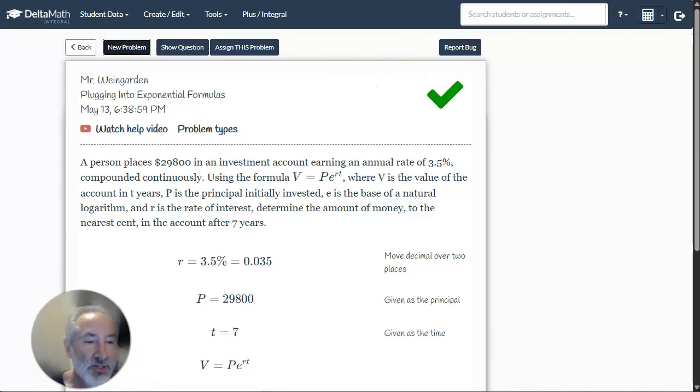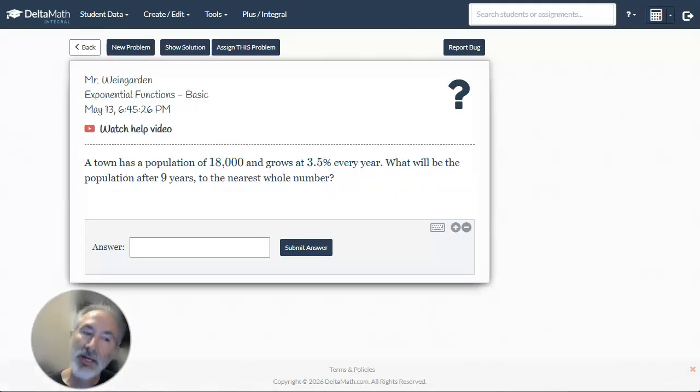Okay, let me take a look at the next problem. Okay, here's another word problem, and it's a little trickier because there is no formula given to you. But it's not that tricky. It doesn't involve a half. It doesn't involve halving. It doesn't involve doubling. And they didn't give us a formula with e. So it's going to fall into one of two categories.